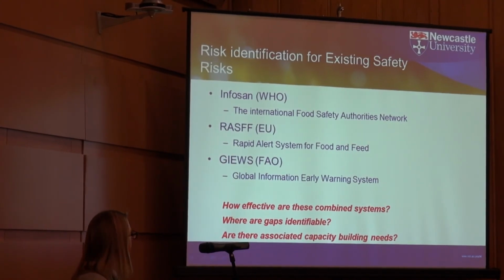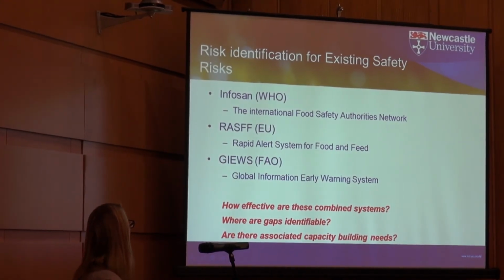So just thinking about how we identify existing food safety risks, there are global mechanisms in place for identifying existing food safety risks, for example, the International Food Safety Authorities Network and the Rapid Alert System for Food and Feed, and also the Global Information Early Warning Systems. But as researchers, what we really need to question is how effective are these combined systems at present? Where are the gaps? Are there any gaps that can be identified? And are there any associated capacity building needs? Where can we improve?